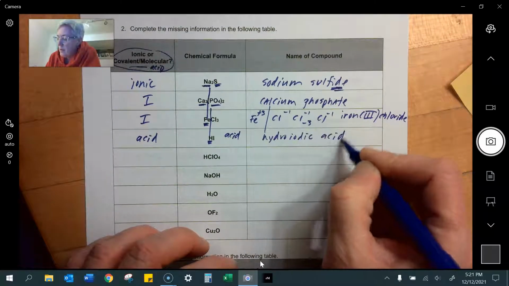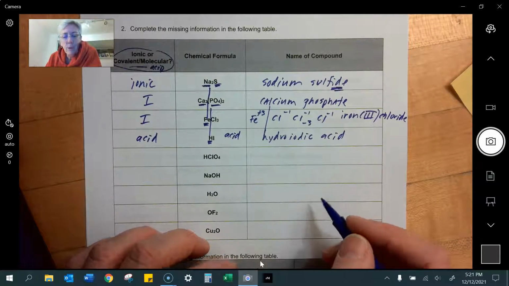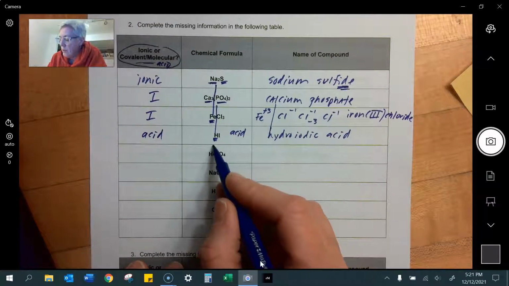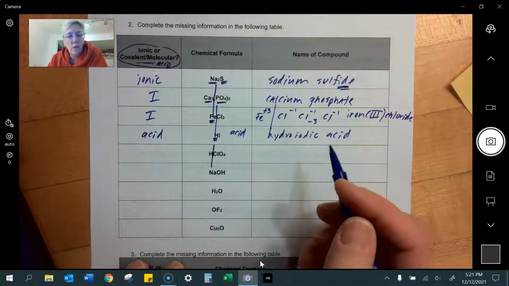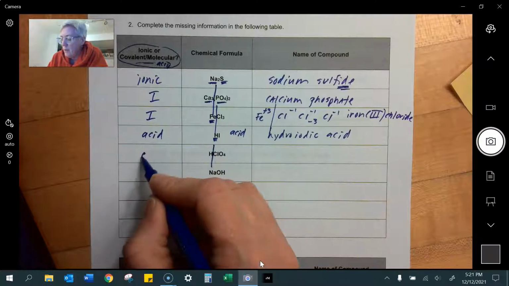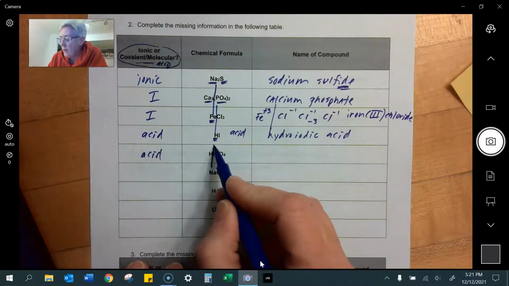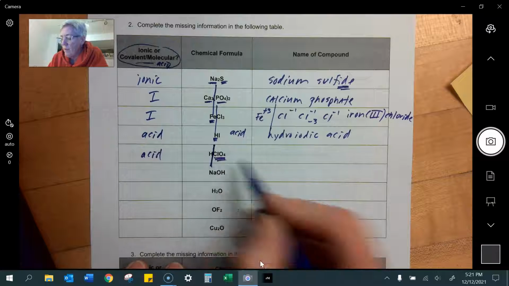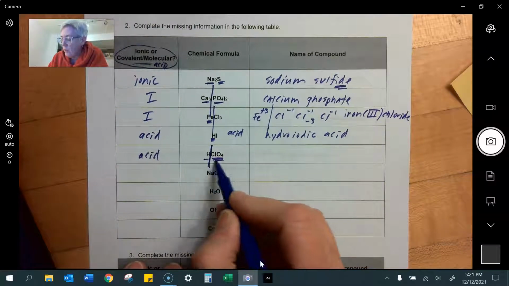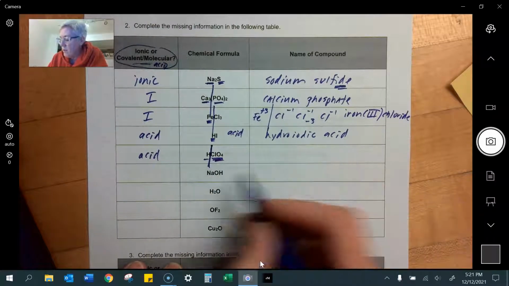Hydroiodic acid is the name of that. Okay? All right, the next one. Ooh, we have another H, starting with H again. That's an acid. Okay? In this case, we have H with that thing. So we got to figure out what ClO4 is.